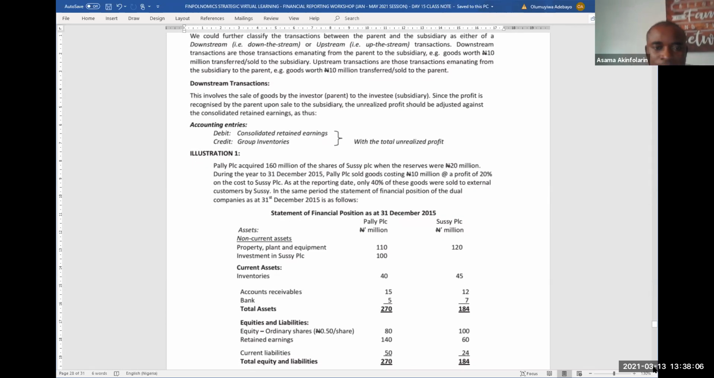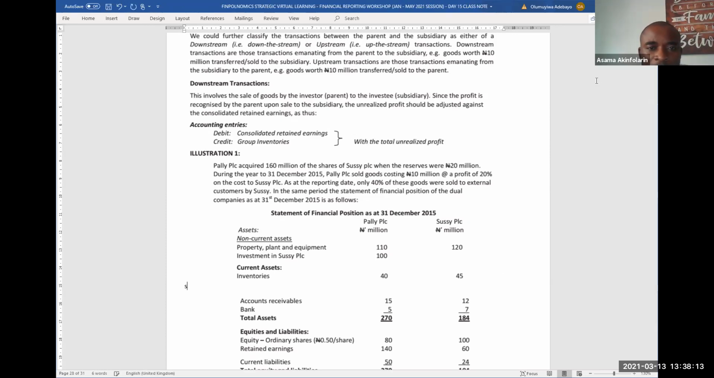Okay, start from "further classify." We could further classify the transaction between the parent and the subsidiary as either downstream, that is down the stream, or upstream, that is up the stream transactions. Downstream transactions are those emanating from the parent to the subsidiary, for example, goods worth 10 million transferred or sold to the subsidiary. Upstream transactions, on the other hand, are those emanating from the subsidiary to the parent, that is, goods worth 10 million transferred or sold to the parent.